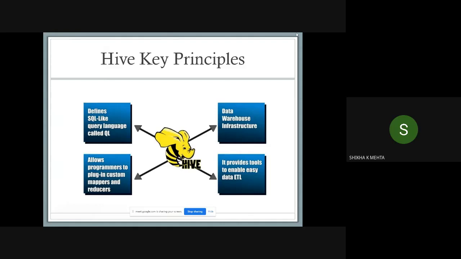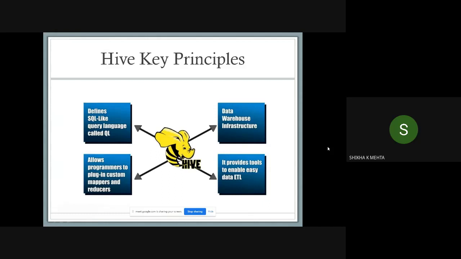Along with that, like in Pig, we also had an option that if the operators are not available in Hive, then we can write user-defined functions. So here also, the programmers are provided plugins for custom mappers and reducers. That means you can create your own mappers as well as reducers, and then include them into your Hive and work upon them.